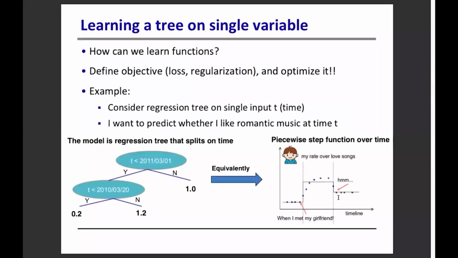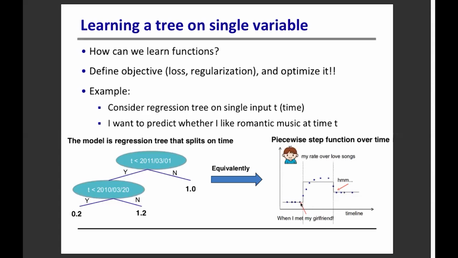So the idea was very simple, and we have done it over and over again. We define objective, loss and regularization, and optimize it. Okay, consider regression tree on a single input time t. I want to predict whether I like romantic music at the time or not. Okay, so let's say this is the time t. This is the timeline t.